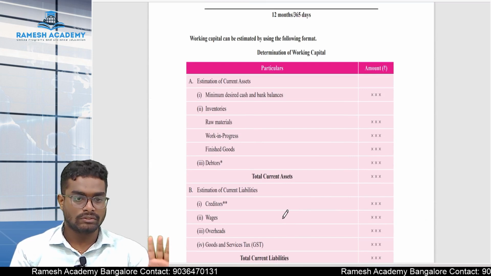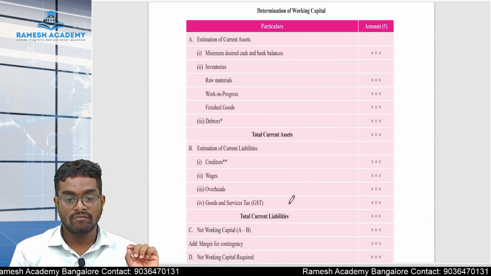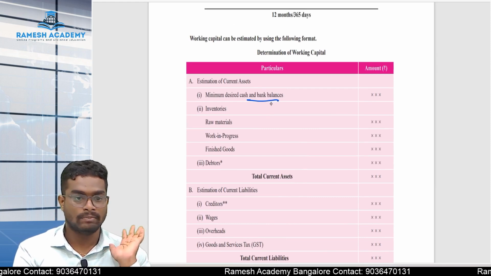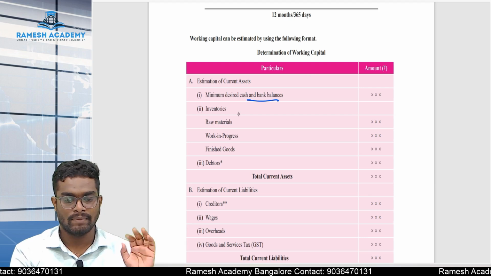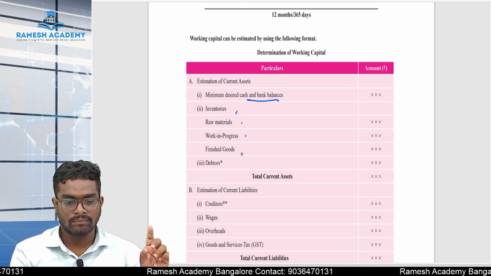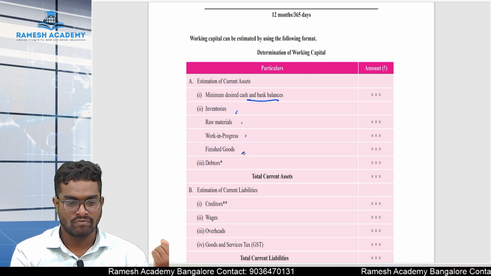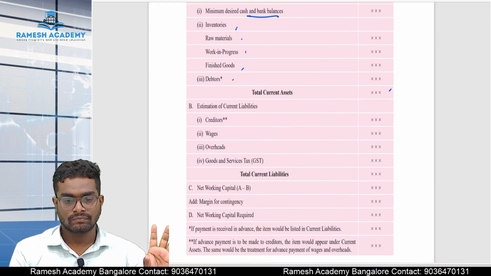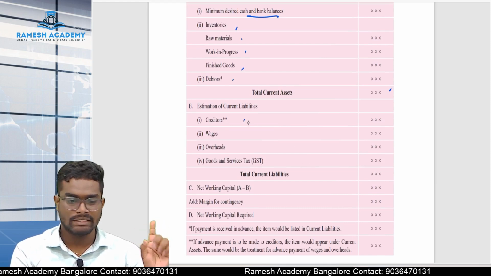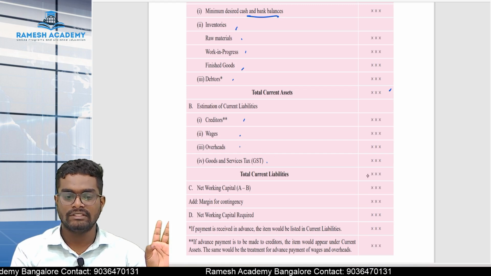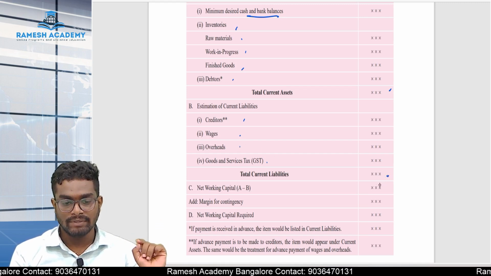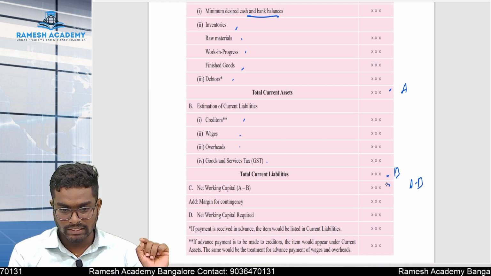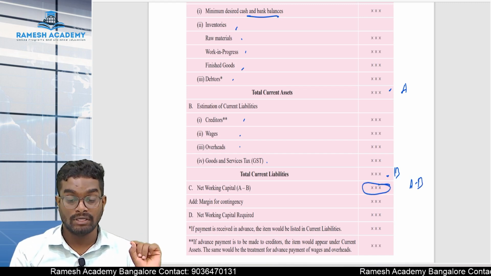So once you calculate all the amounts as per the formula, you have to put it in this format. So first is the minimum desired cash or bank balance, which will be given in the question. Then inventory, we have raw material, work in progress, finished goods. So this we will be calculating using the above formula, and the debtors. So you'll add it up, you'll get the current assets. Then you'll be deducting all the current liabilities. So creditors we know, wages we know, overhead, and the GST. So this is the total of current liability. So if you deduct A minus B, you will get the net working capital. So this is the amount of working capital that should be maintained.